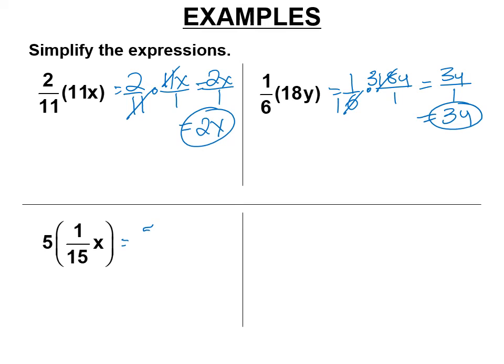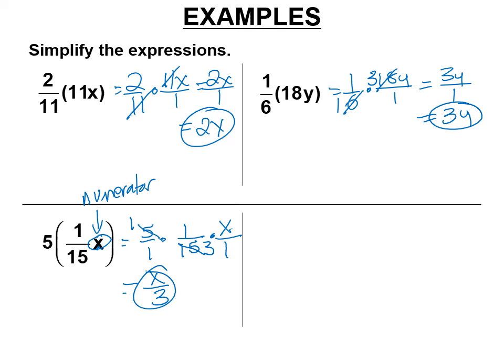So this is 5 times 1/15 x. All right, so now this x is in the numerator. Okay, and that's a big deal. It's not in the denominator. You can write that x where it is or in the numerator. Please know that. I'm going to write it down, in fact. So, the 15 and the 5 cancel. The 5 becomes a 1. The 15 becomes a 3. On the numerator, we have 1 times 1 times x, which is x. 1 times 3 times 1 is 3. The answer to this is x over 3.